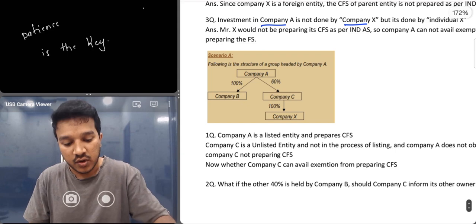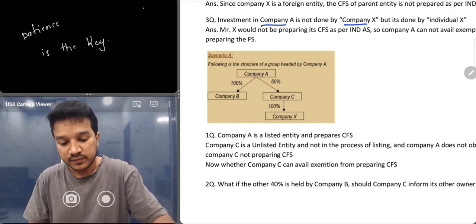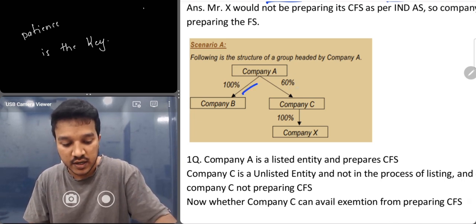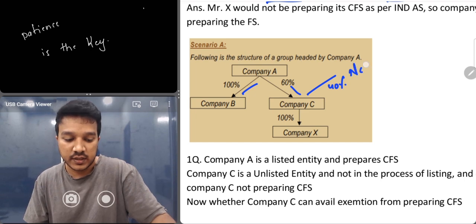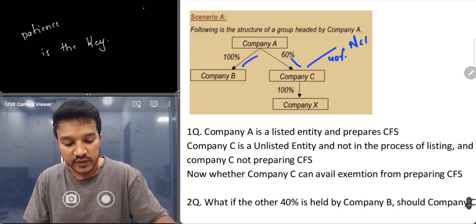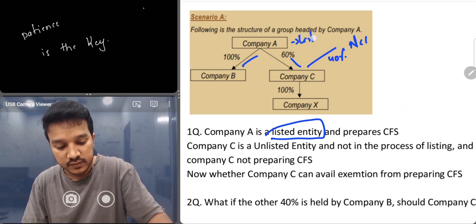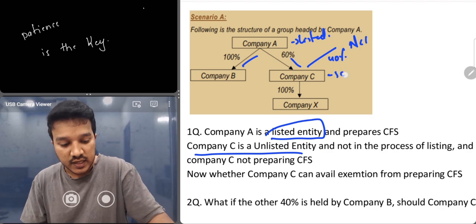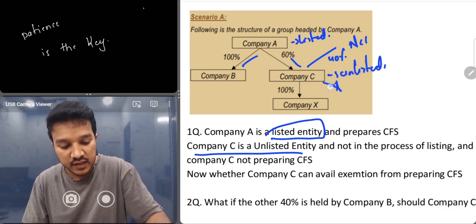Okay. Now following is the structure of the group headed by company A. See, try and understand. Company A invests 100% here and only 60% there, meaning 40% is held by some other person, non-controlling interest. Now the question is, company A is a listed entity. Fine. And company C is an unlisted entity. So the question is whether company C can avail exemption from preparing CFS.